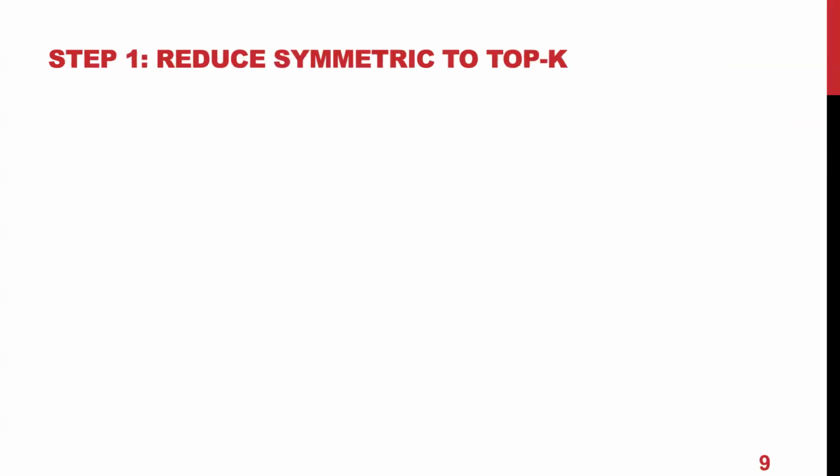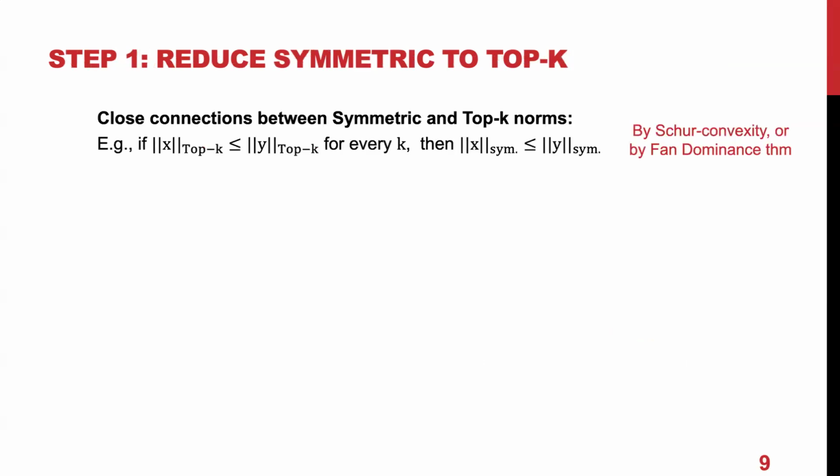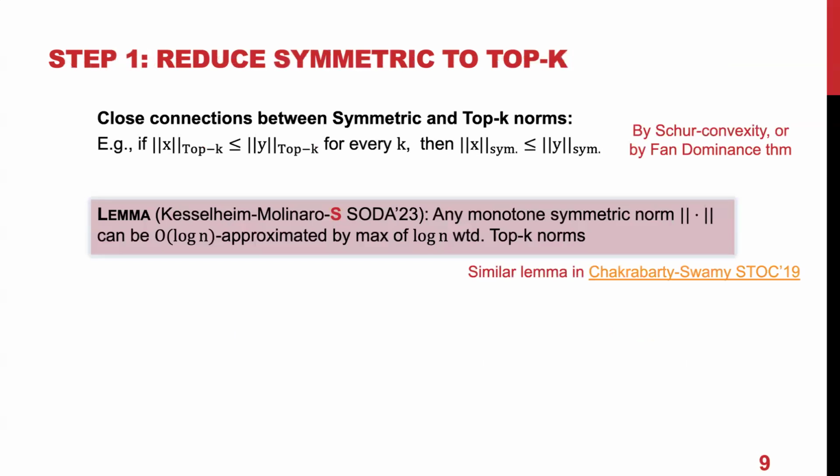Good. So let's first quickly go over step 1. It's just reducing the symmetric norms to top k norms. And roughly this is true because of classical connections such as Schur convexity and Ky Fan dominance theorems. More formally, the precise lemma that we need, which is shown in our previous work last year, and similar lemmas have appeared earlier in the literature as well, is that any symmetric norm can be approximated within a good factor, like a log factor, by the max of weighted top k norms.